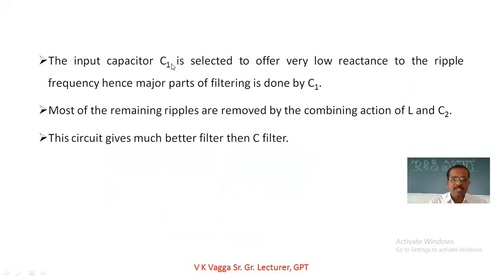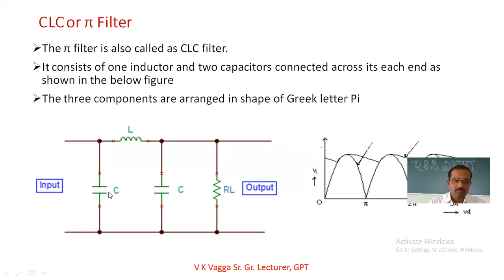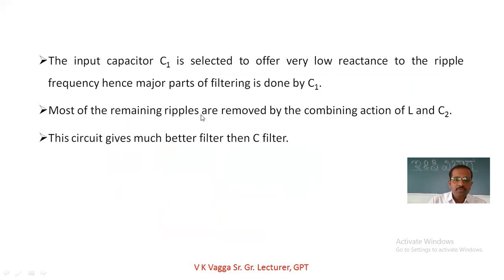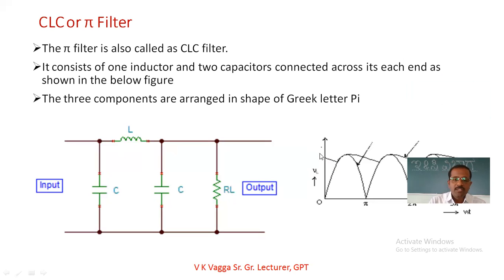The input capacitor C1 is selected to offer very low reactance to the ripple frequency, hence the major part of the filtering is done by C1. You can see this is C1. So the majority of the filtering is done by this capacitor only. It consists of one inductor and two capacitors here. Most of the remaining ripples are removed by the combined action of L and C2.